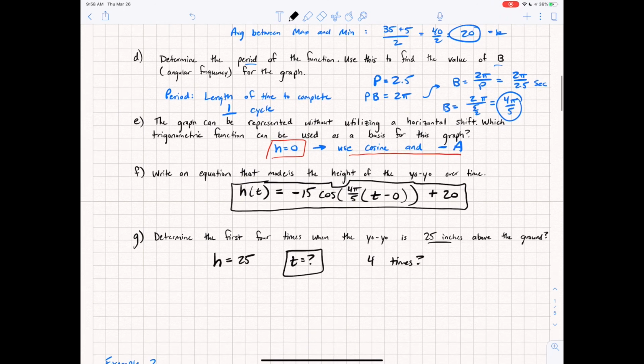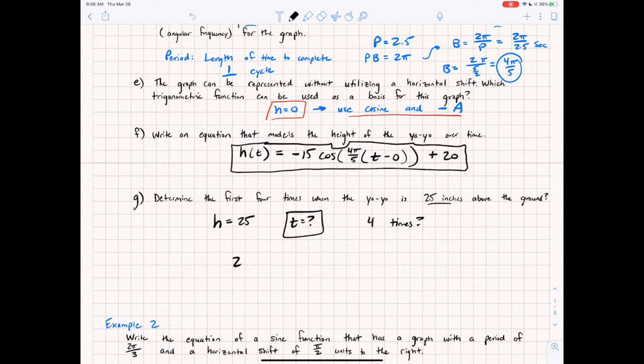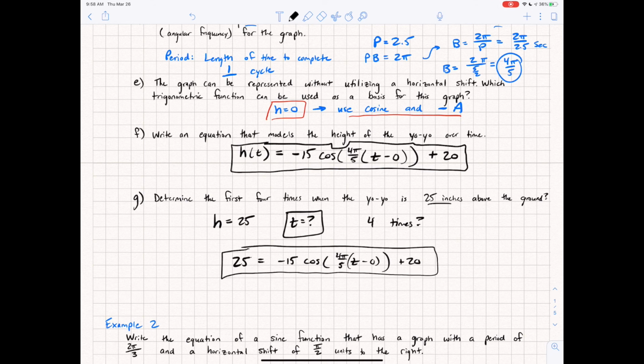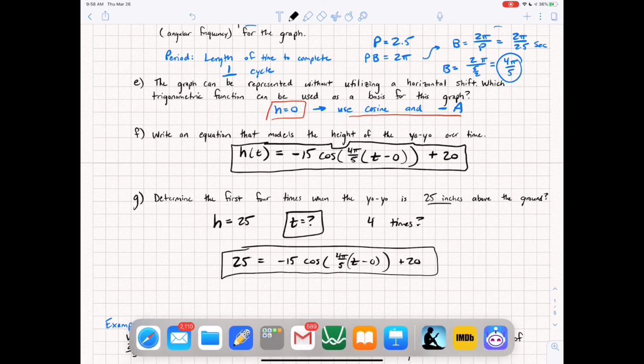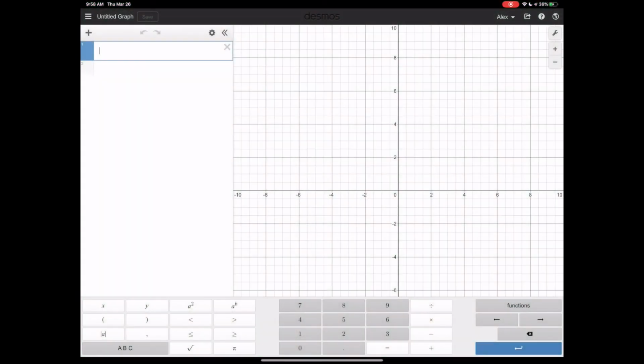So we need to figure out how to answer this question. In other words, if I set my model equal to 25, can I figure out what time is? And we haven't solved any equations like this. That's actually what we're going to do after we model. So for now, the only way that I can really go through and solve this is by using a graph. And so I'm going to go to Desmos. Okay, I'm going to put in my model.